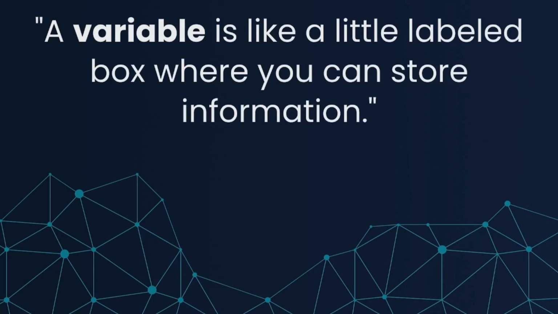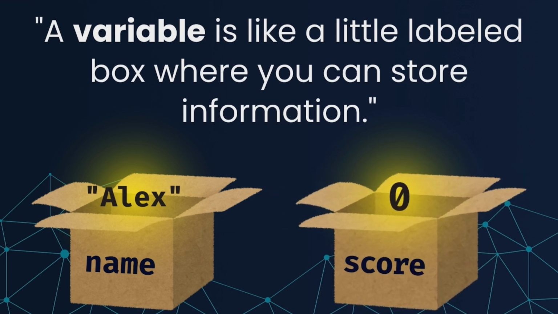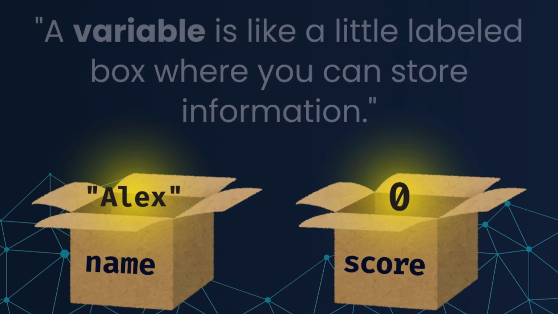So, what is a variable? A variable is like a little labeled box where you can store information. Think of it like this. We have got one box called name which stores the text Alex and another called score which stores the number 0. That label, name or score, is a variable.